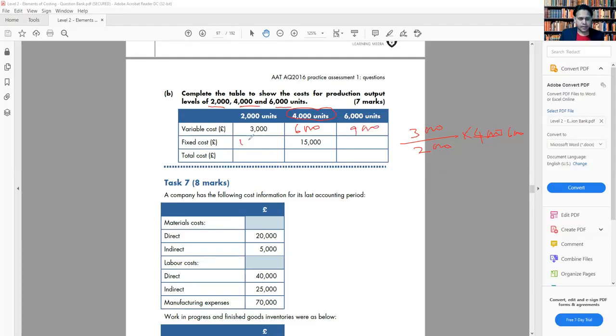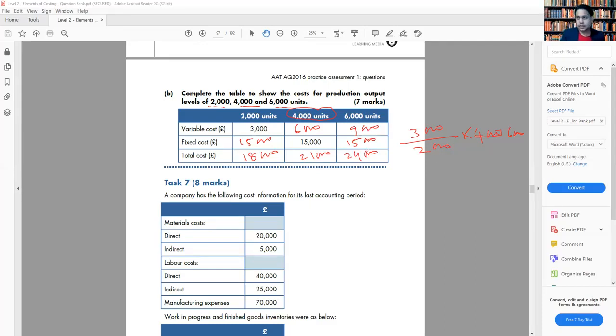Fixed cost remains fixed, it will not change. Doesn't matter if I make or don't make, fixed cost remains fixed. If I add these two, that will give me the total cost. So 15 plus 3 is 18, 6 plus 15 is 21,000, and 9 plus 15 is 24. It's a very easy question.